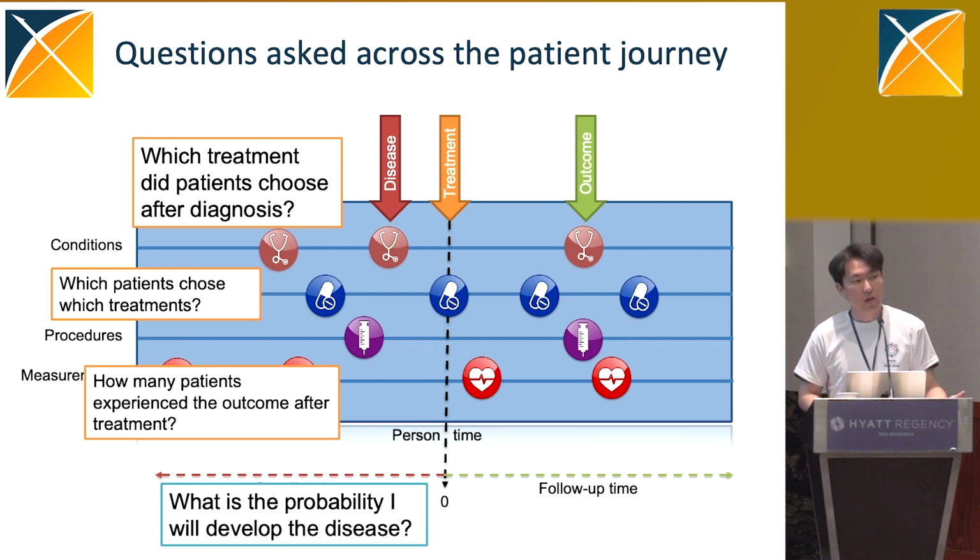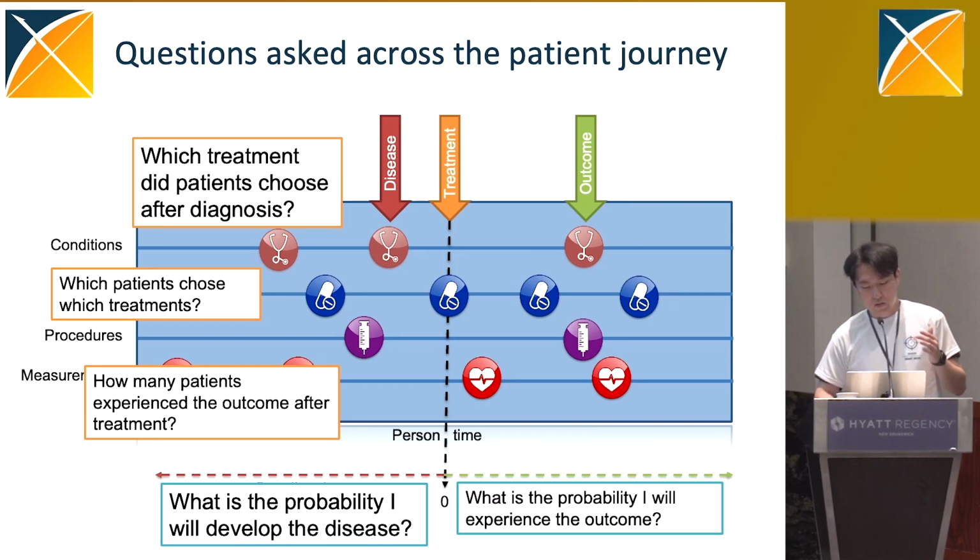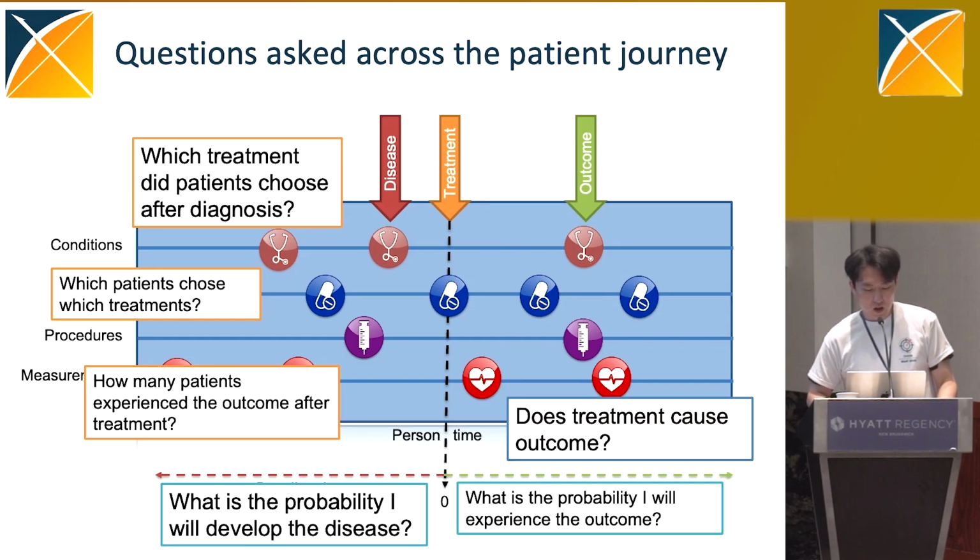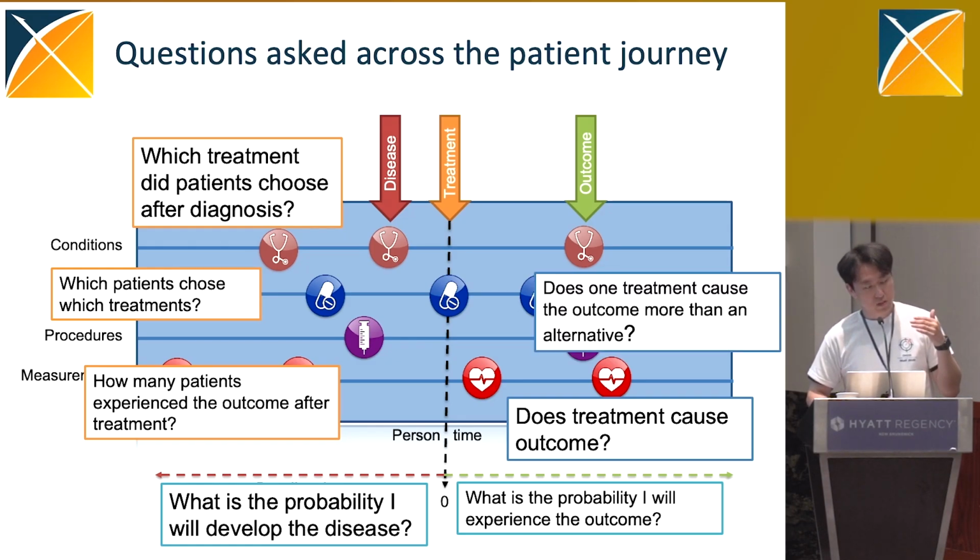Maybe we can think about another set of questions we might have. What is the probability I will develop the disease? And what is the probability I will experience the outcomes? These are more like personalized and predictive in nature. Yet another set of questions includes, does this treatment cause outcomes? Or does one treatment cause the outcome more than alternative options? So these questions focus more on causal relationships.